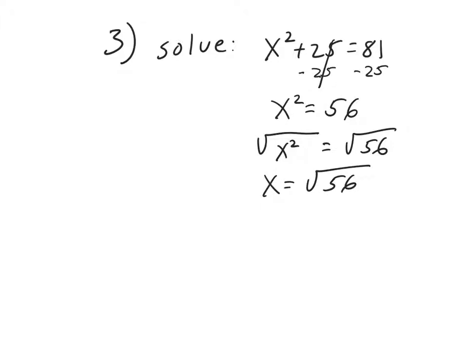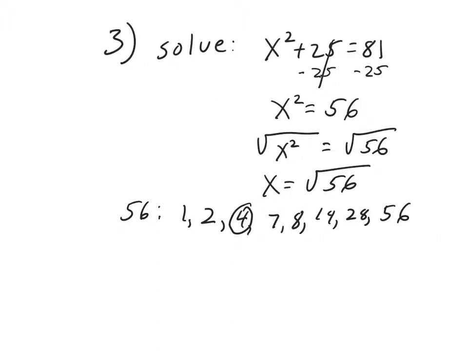Now we want to see if we can simplify that any. So we're going to do factoring for 56, see if we can find some perfect squares. So 56 factors into 1 times 56, 2 times 28, then 4 times 14, and then 7 times 8. Okay, so let's look at the list and see if we can find any perfect squares. And we do find one, it's 4.